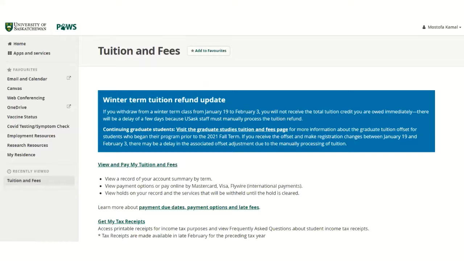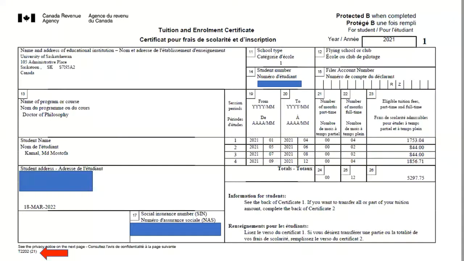Now it comes to the tuition and fees. As I mentioned, we pay tuition and fees, and we need this information. So where can we get this tuition and fees information from? It is again pretty simple. Under the apps and services, when we click there and scroll all the way down, we'll see a tuition and fees section. Under the section, we'll see a subsection, get my tax receipt. So if you click here, then it will take you to this.